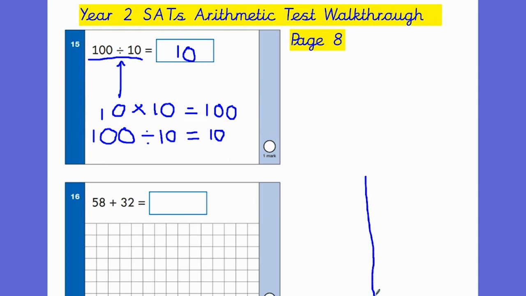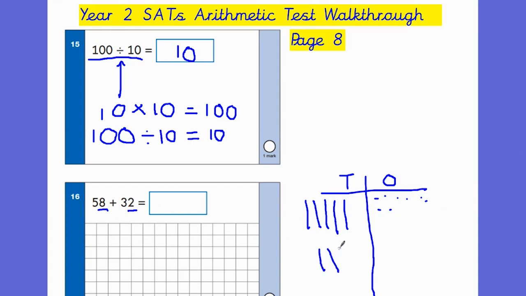Okay, so next question. We've got another add two-digit number. And the interesting thing about this one is just looking at these numbers, I can tell that we're going to be making a new 10 here because 8 and 2 makes 10. So what you say to the children is first draw your tens and ones grid. Then you want to draw your biggest number first. So 10, 20, 30, 40, 50. And then, so that's 58. And now I'm going to add to that 32. So start with the tens, 10, 20, 30. And then we're going to add 2 ones.